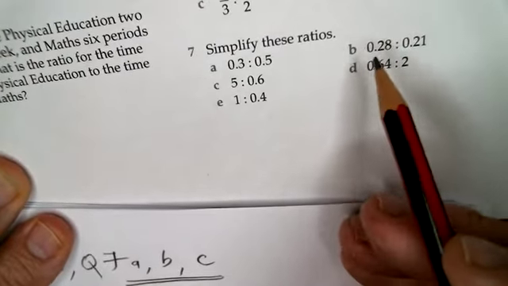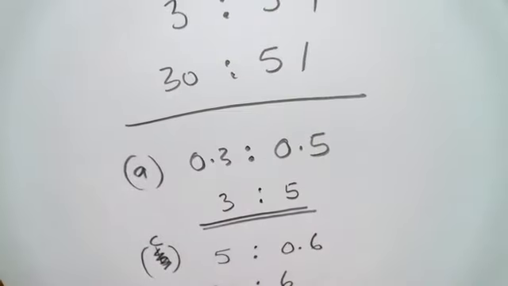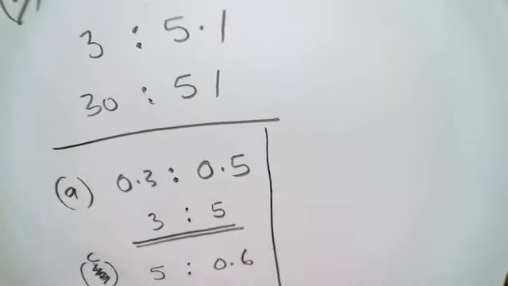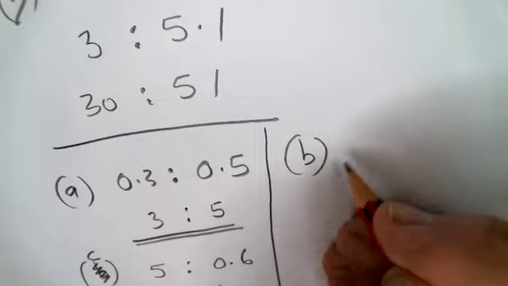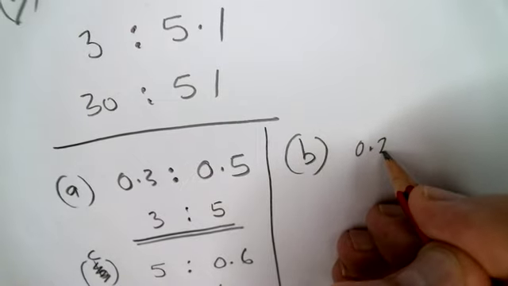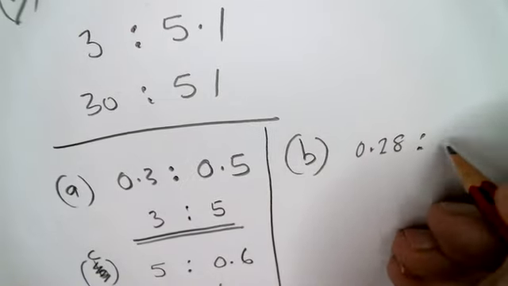Now let's go back. I'm going to do B. So I've got this one here. Crikey. B. Sorry. I'm going to get this right. So here is my B. In fact, I'll do B over here so I can see this at the same time as the one I'm doing. So B, I got 0.28 to 0.21. Well, I'm going to multiply this time by 100. I'm going to get rid of those decimals, so it's going to be 28 to 21.